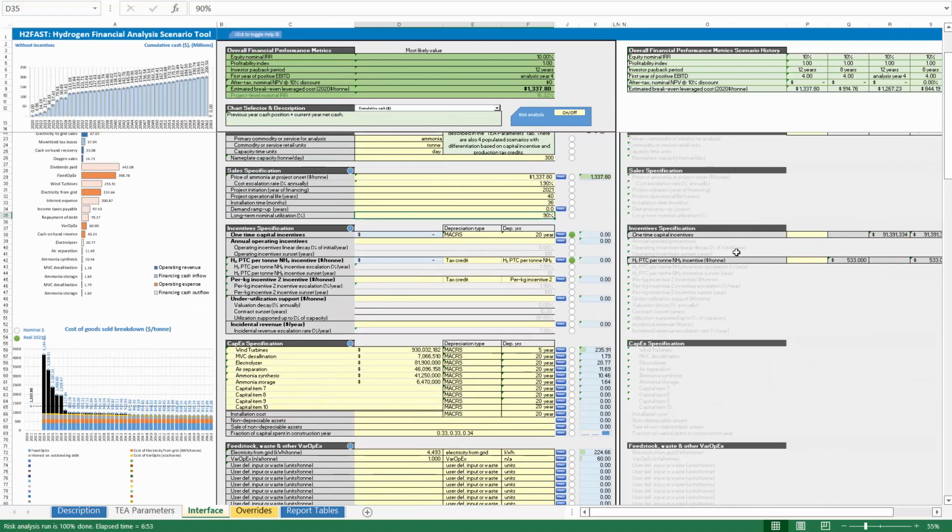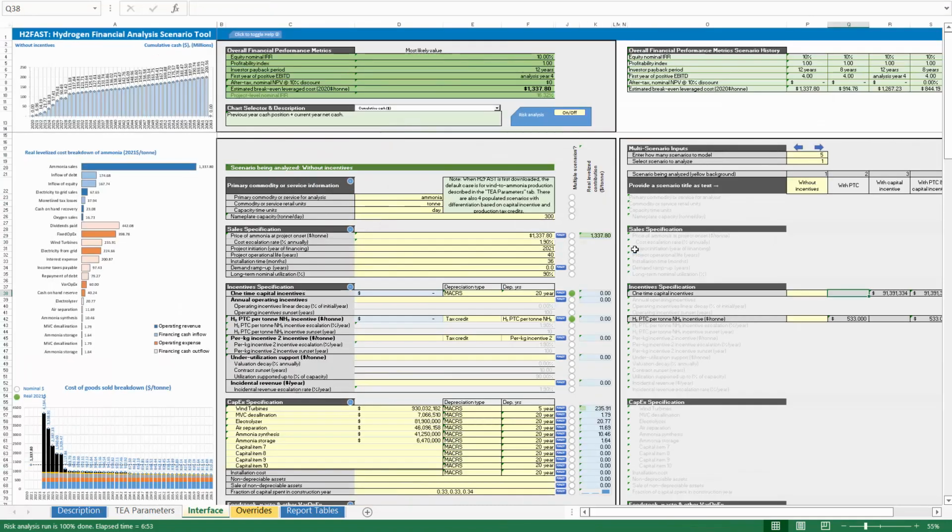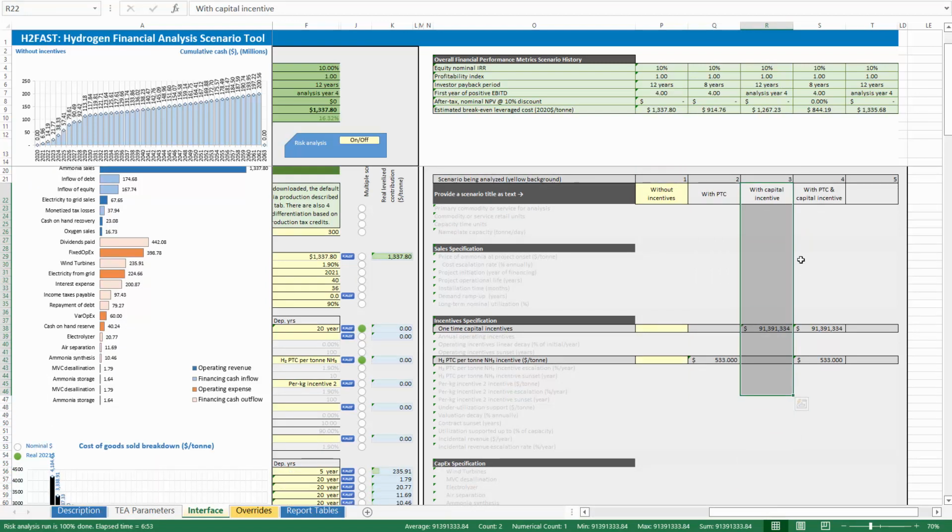In terms of incentives, we have 4 different simulated scenarios, and I'm going to zoom in so that you can see those better. We've simulated an example without any incentive. We've simulated an example with a production tax credit, an example with a capital incentive only, and then also an example with both the capital incentive as well as the production tax credit.